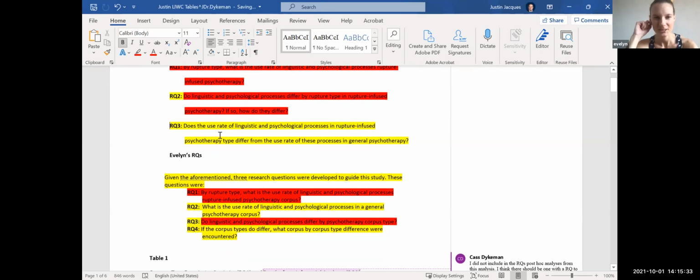Okay, now we have, does the use rate... The only difference though between the ones that we just highlighted was the term rupture-infused psychotherapy. Does that make a difference? Because I think the phrasing of that question might depend on how we've conducted the test.